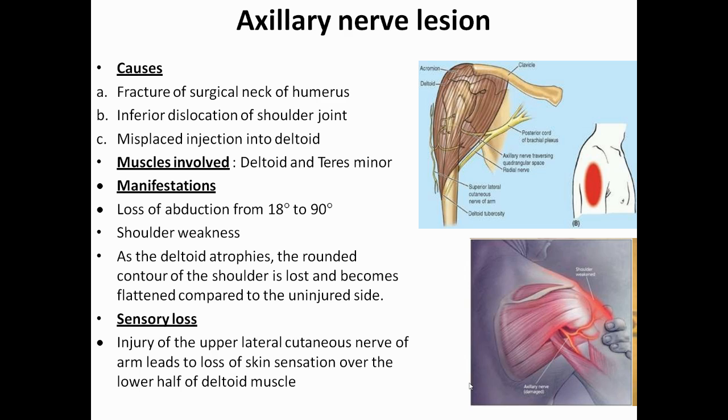Sensory loss: injury to the upper lateral cutaneous nerve of the arm leads to loss of skin sensation over the lower half of the deltoid muscle.